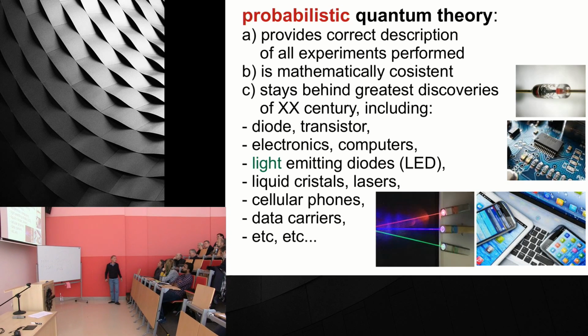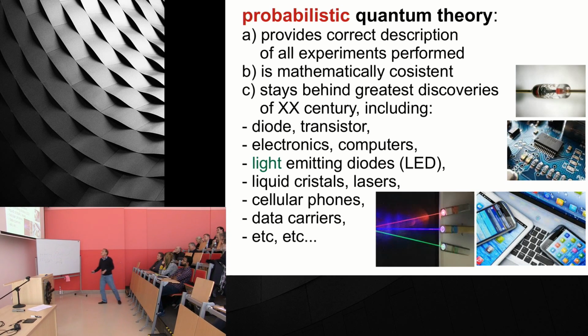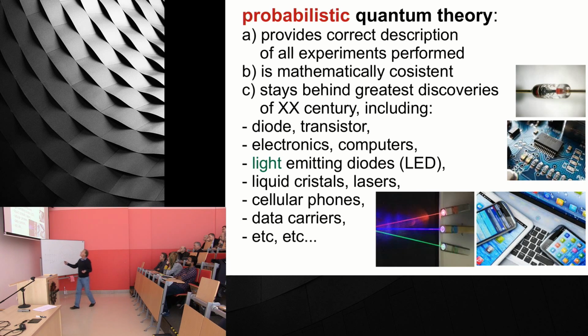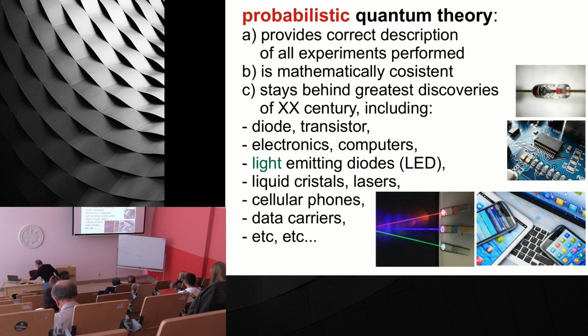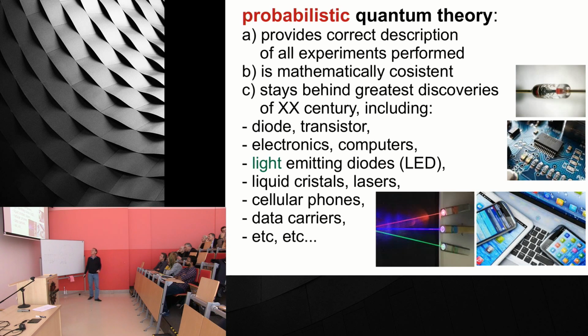So for instance, all the gadgets you have in your pockets, or somewhere here, like diodes, electronics, computers, LED, which stands for light-emitting diode, liquid crystals, so your watches, cellular phones, pens, data carriers, and whatever. All of those devices are somehow based on the laws of quantum theory. So it's not only a kind of philosophical question whether we like quantum theory or not, but the people who are interested in technology, in, let's say, business, in practical applications, really use quantum theory and basically cannot proceed without quantum effects.